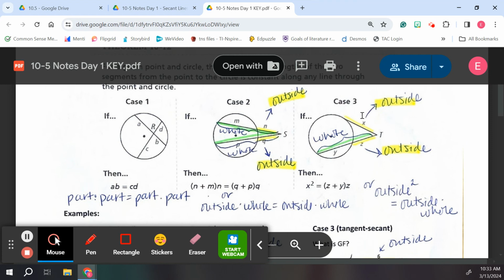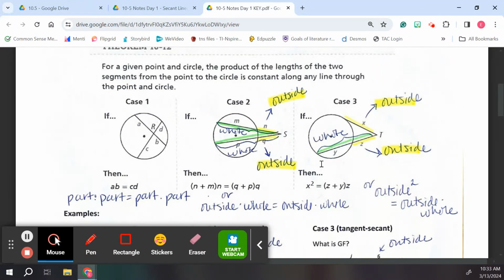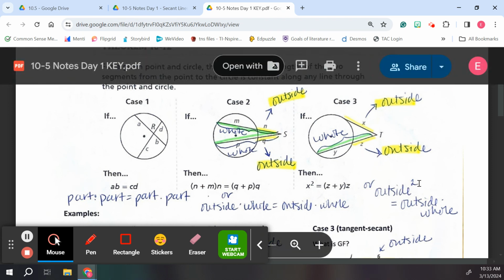All right, now case three. If we have a tangent line with a secant line, we're going to square x, whatever the length is of that tangent line to that outside point. And that's going to equal, again, the sum times the outside. Or you could say it's outside squared equals outside times the whole.